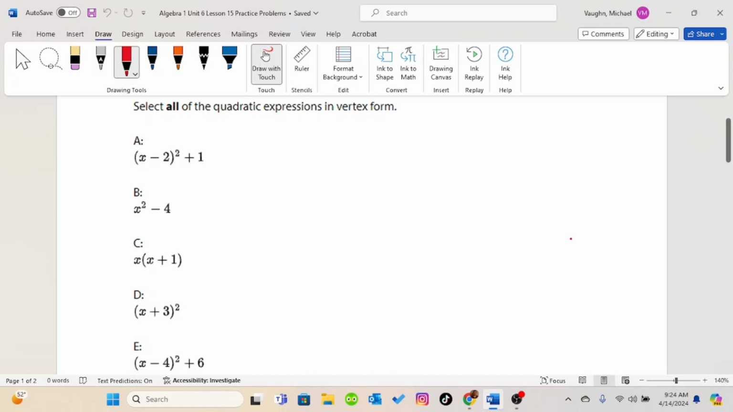Welcome to Algebra 1, Unit 6, Lesson 15 Practice Problems. Select all of the quadratic expressions in vertex form.